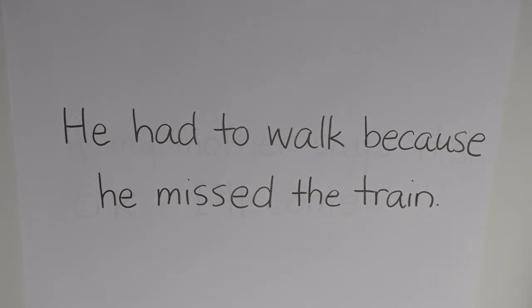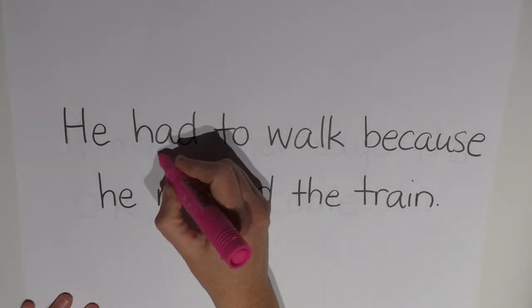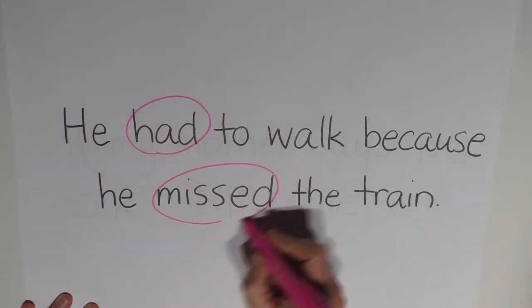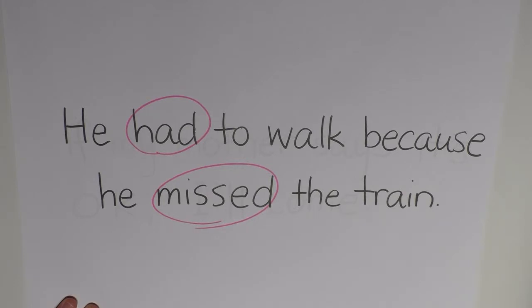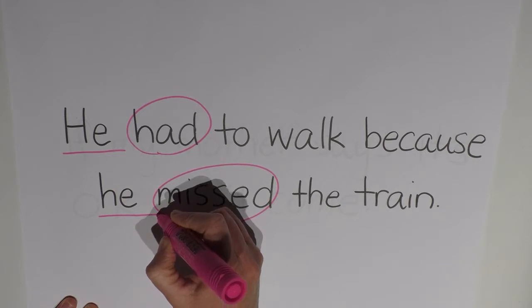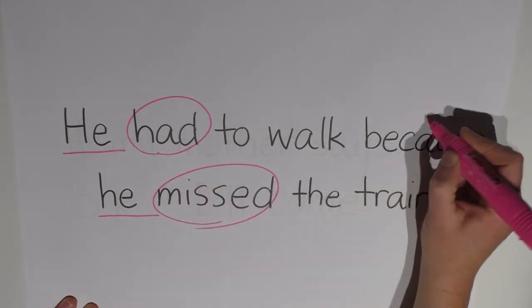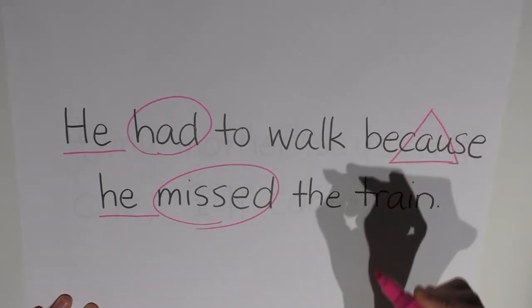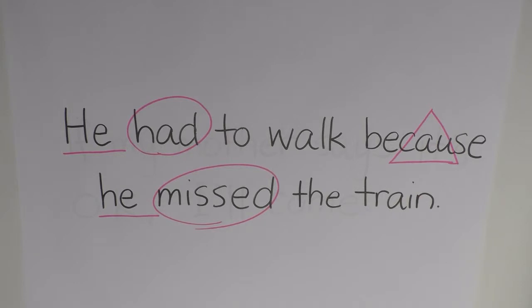Here we have, he had to walk because he missed the train. Okay, so first of all, step one, we count the verbs to make sure of how many clauses there are in this sentence. So in this situation, had is a verb and missed is a verb. They're both in the simple past tense, and they both have their own subjects, he and he. They share the subject. And there is a conjunction, and in this situation the conjunction is because.